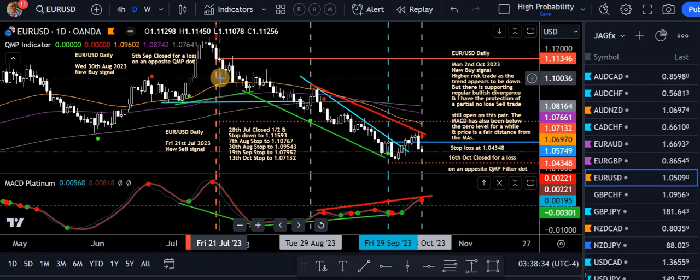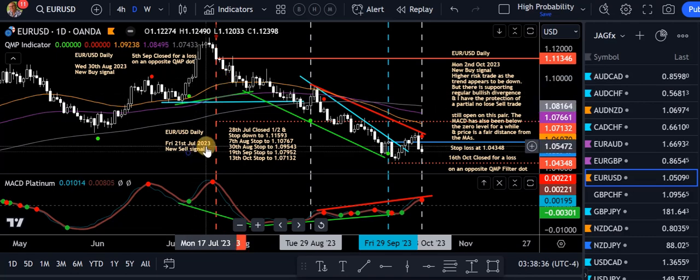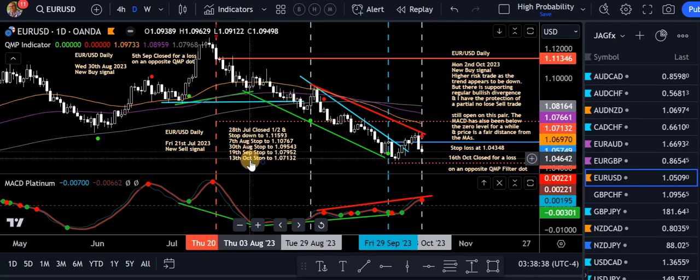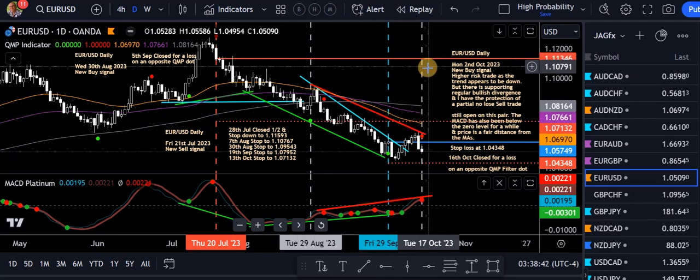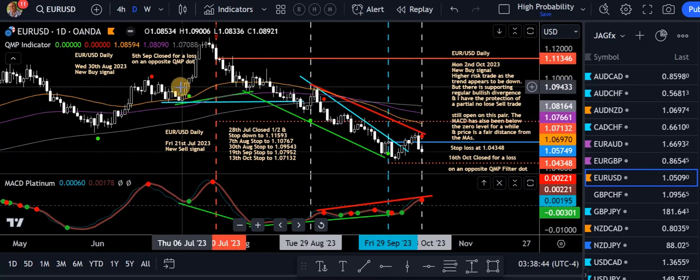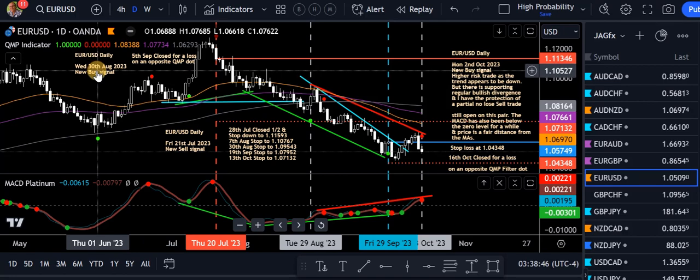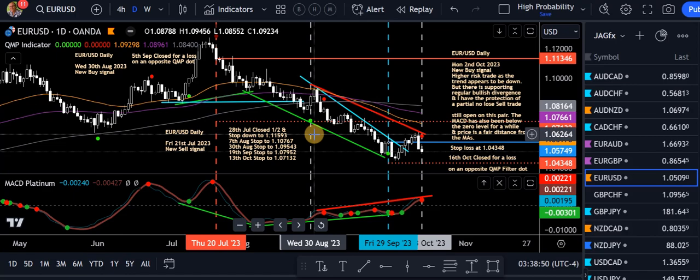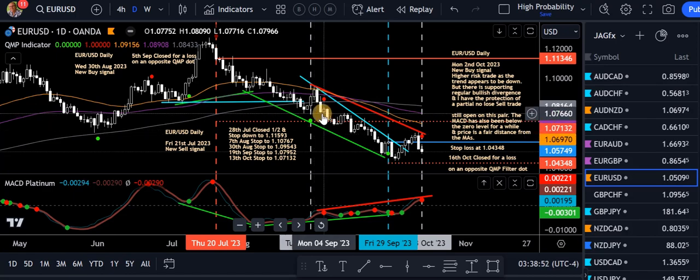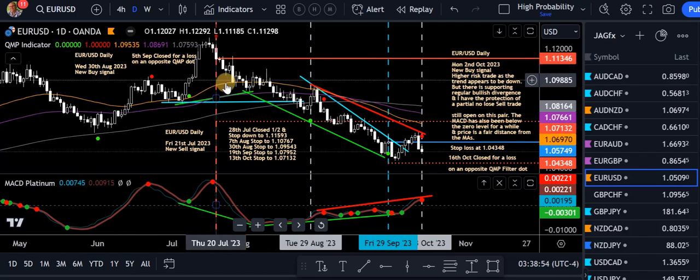So 21st of July, we're in a sell trade. Took that. There's all the trade management. We can't lose on that. There's the stop loss there. So we're locking in a profit, and we've already closed half, all right? So 30th of August, new buy signal. So let's just have a look where that was here. Close on opposite QMP filter dot for a loss.